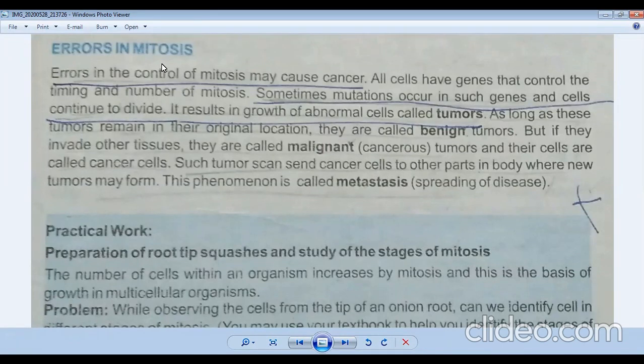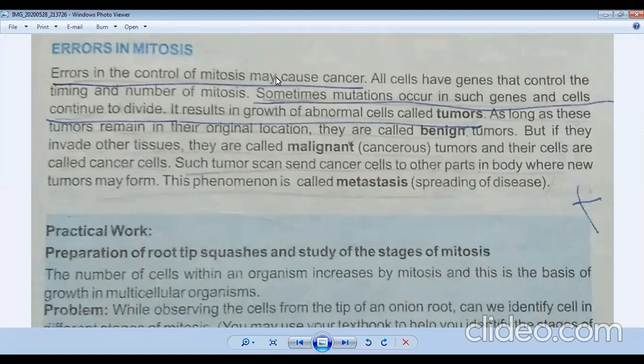Our next topic is errors in mitosis. Errors means disorder, the thing which goes wrong in the body. All cells have an ability to divide, and when a cell divides, it moves step by step. When these steps go wrong, then errors come into the division. Look at your book. Errors in the control of mitosis may cause cancer.